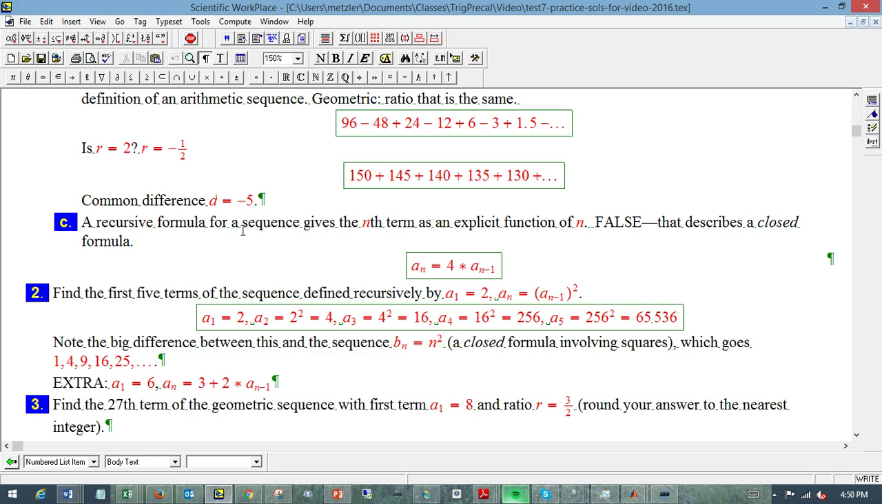So here all I'm asking for is find the first 5 terms. So a1 is 2, that's given. A sub 2 is a sub 1 squared, and here's a sub 1 sitting here. 2 squared is 4. A sub 3 is a sub 2 squared. Well, here's a sub 2. It's 4, so we get 4 squared is 16. Every single time you just square the previous number. So notice, like a5 is 256 squared.